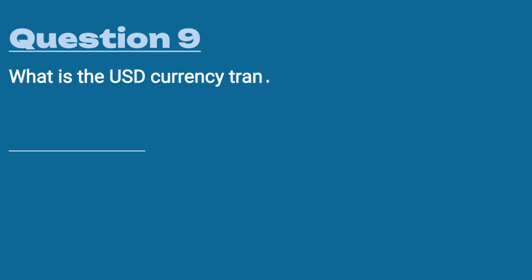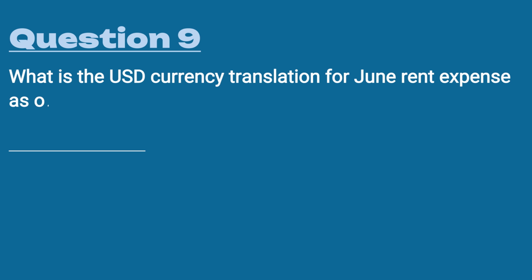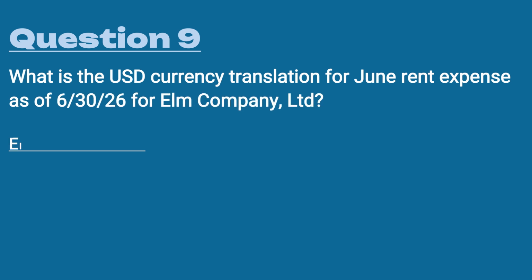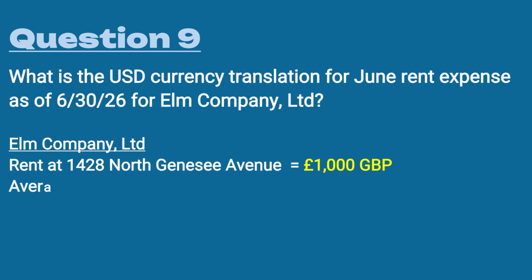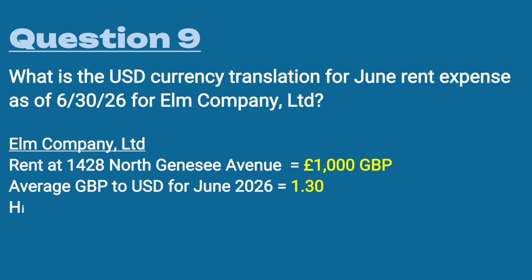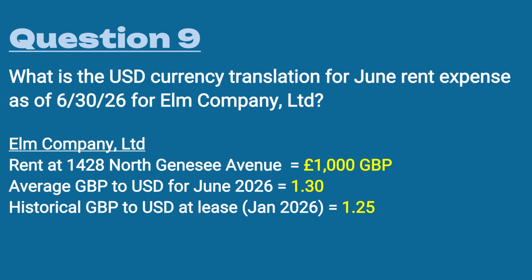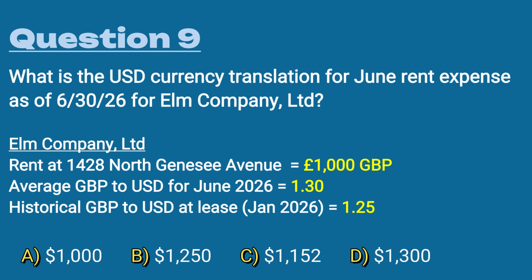Question number 9. What is the USD currency translation for June rent expense as of June 30, 2026 for Elm Company Limited? The rent at 1428 North Genesee Avenue equals 1,000 British pounds. The average GBP to USD for June 2026 was 1.3. The historical GBP to USD at the time of the lease, January 2026, was 1.25. What is the translation? A, $1,000. B, $1,250. C, $1,152. Or D, $1,300.